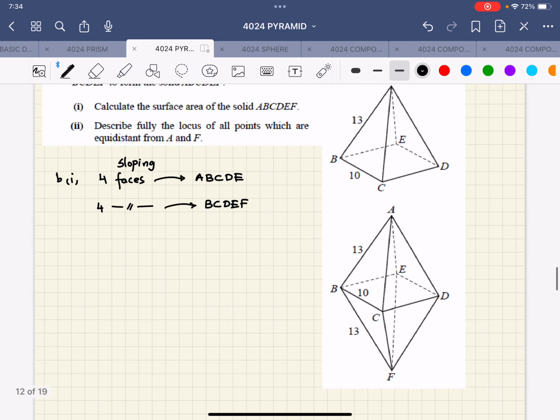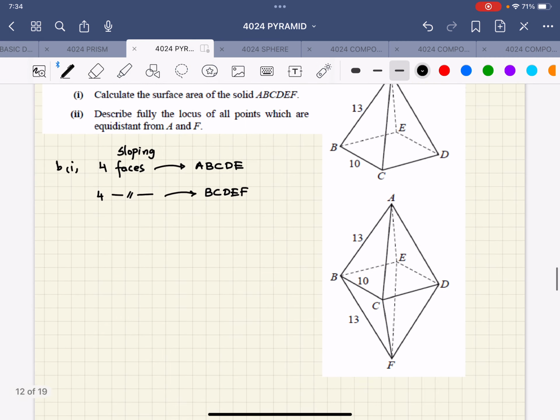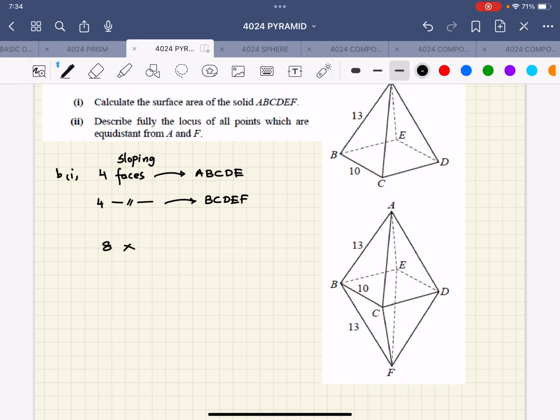When these two are joined, what is ignored? That is this thing, because it's no more a face. And this is like this figure. So there are 2 faces, and 2 faces, and 2 faces, and 2 faces. So there are 8 faces altogether. So the surface area is how much? That is 8 multiplying with the area of one face, which is 60. That is 480 centimeters square.